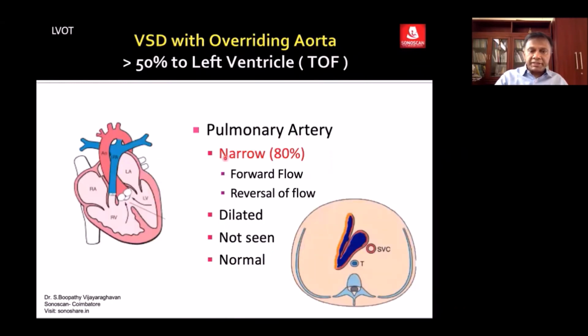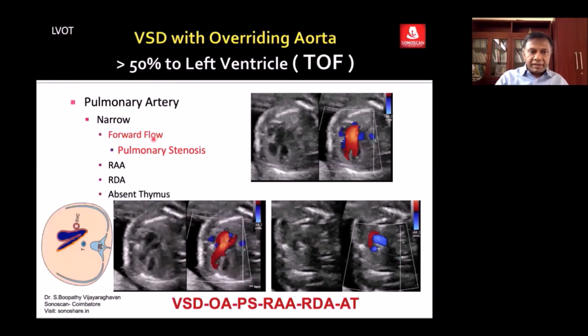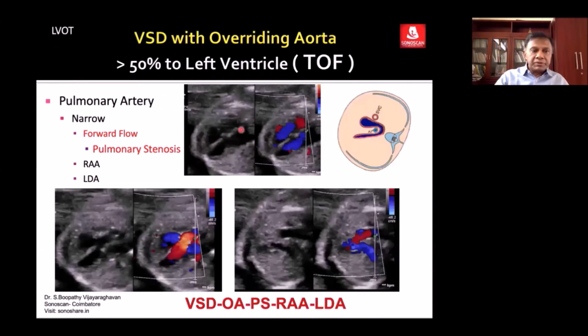This pulmonary artery is narrow. So it occurs in 80% of the cases of VSD with overriding aorta. These are the features we see: pulmonary stenosis, left aortic arch, left ductal arch. We come to the narrow pulmonary artery, pulmonary stenosis, but the aortic arch is on the right side, so right aortic arch and right ductal arch. Narrow pulmonary artery, forward flow, pulmonary stenosis, right aortic arch, but left ductal arch, reversal of flow.